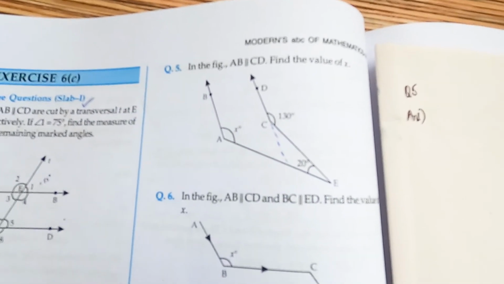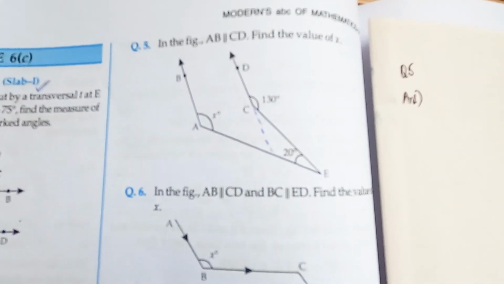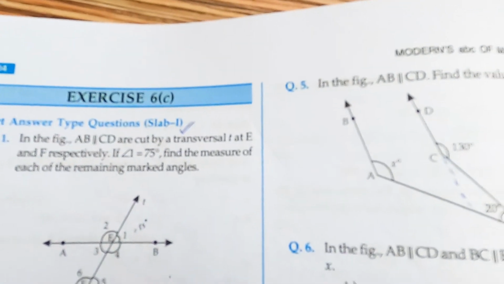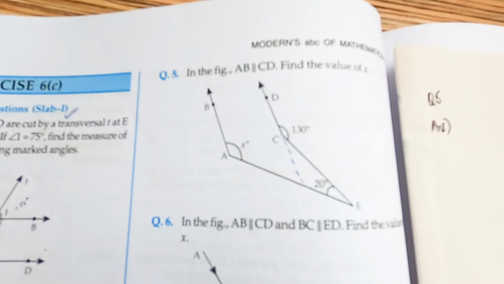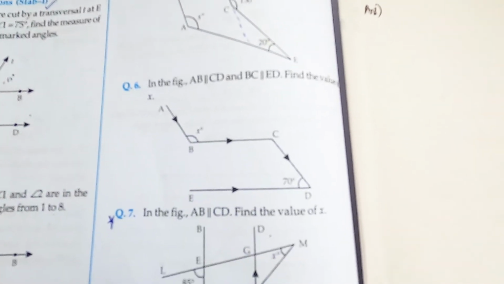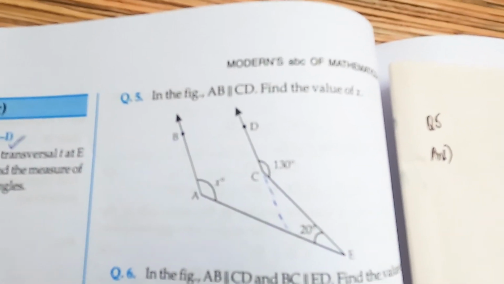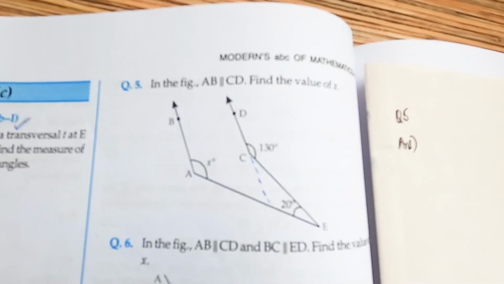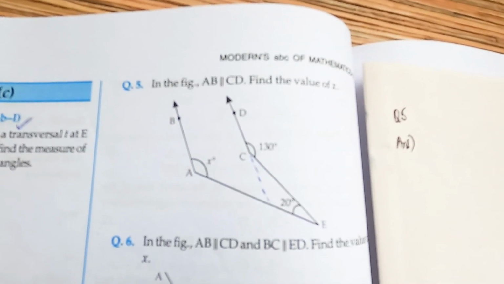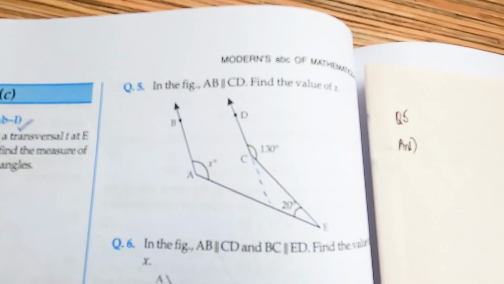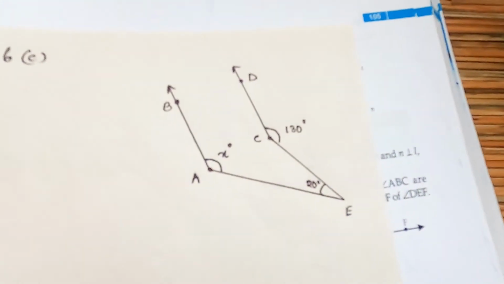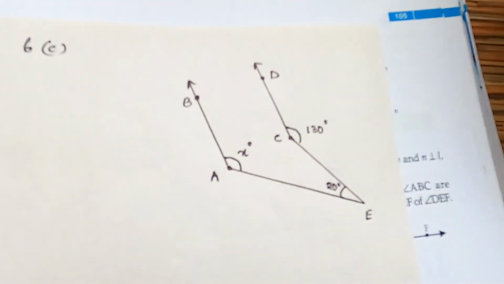Good morning, students. Today we will be doing the same exercise 6, section C, question number 5, 6, and 7. Let us start with question number 5. In the figure, AB is parallel to CD. Find the value of x. Let us solve question number 5.